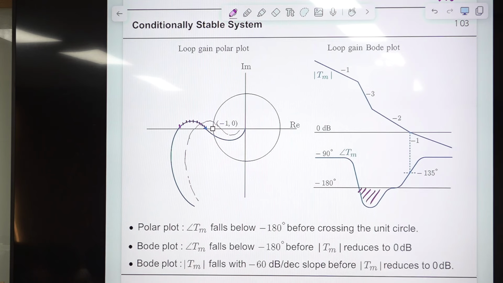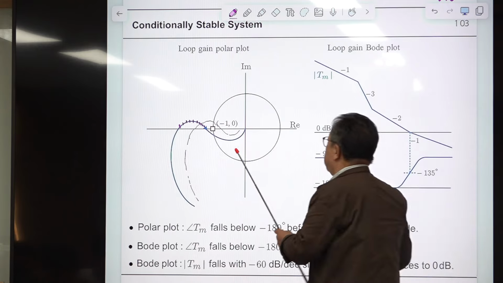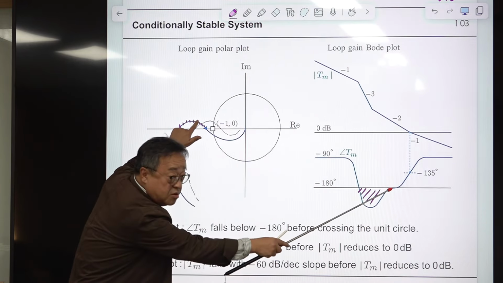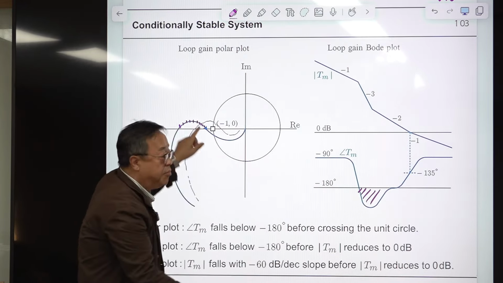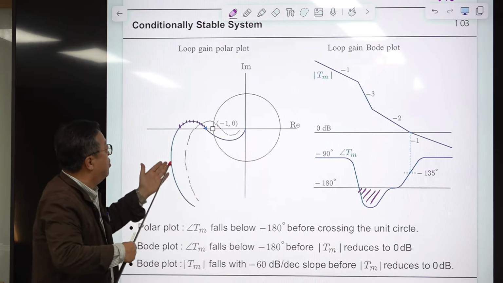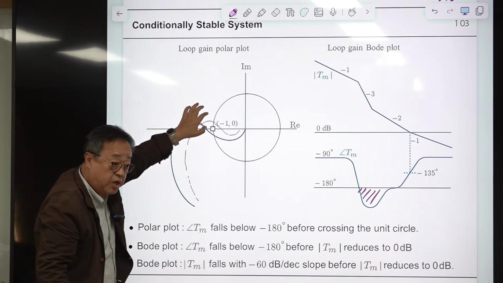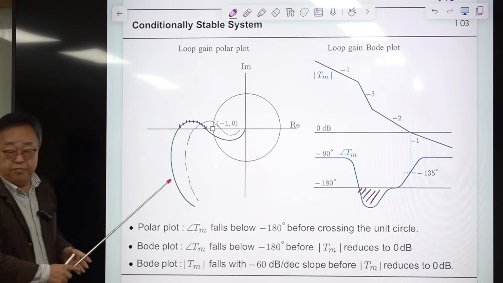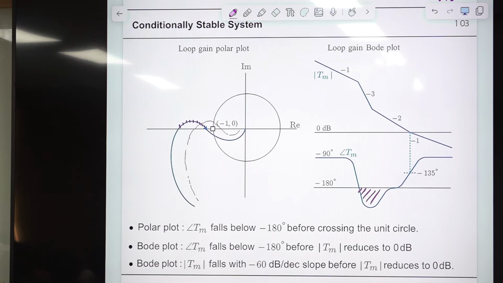And there is another sign of this being conditionally stable. Before the loop gain crossover frequency, the magnitude curve has some line segment with a slope of -3. In this slope, the phase will be minus 270. So the phase is approaching this. It won't go that far, but it will fall below minus 180 degrees, and the trajectory will move into the second quadrant partially. So these three are the same statement, and in all cases this system becomes conditionally stable.